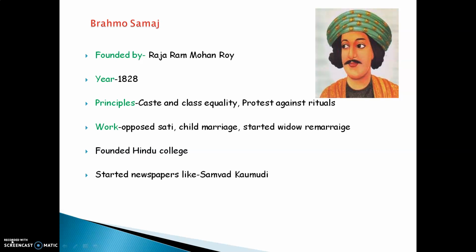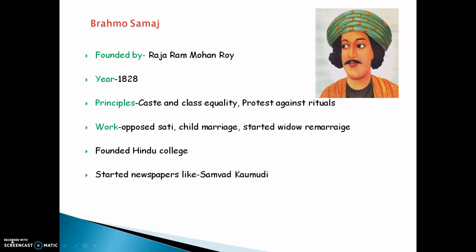Protest against rituals. Indian society was deeply bound to something called rituals. Rituals means practicing unlawful acts which are not good and not acceptable by society. The most important work done by the Brahma Samaj was to oppose sati. Sati means if a husband dies, the wife does not have the right to live her life. She has to jump into the fire or die along with the husband. That was called sati.